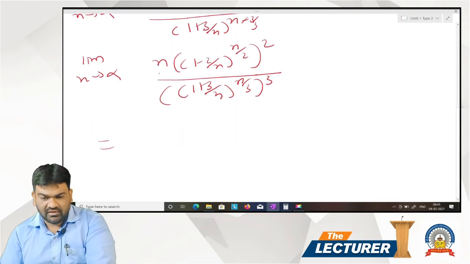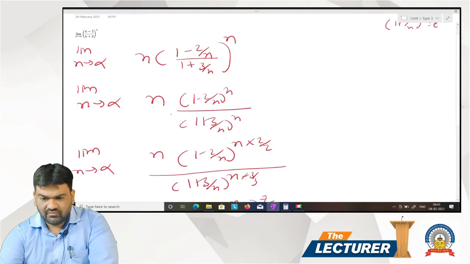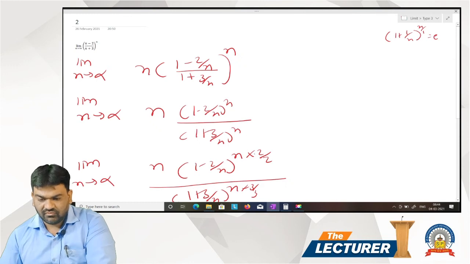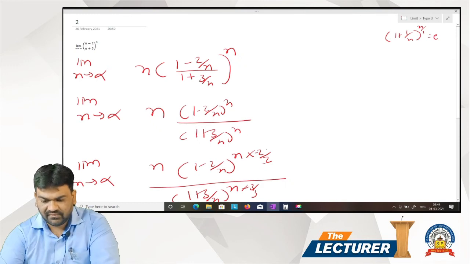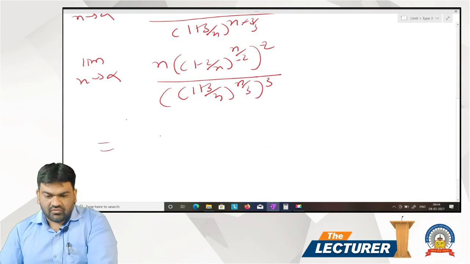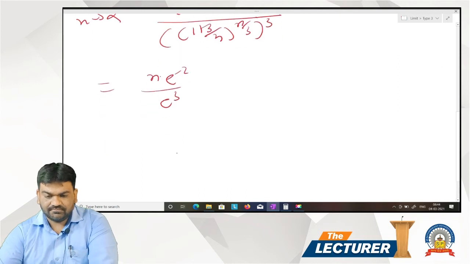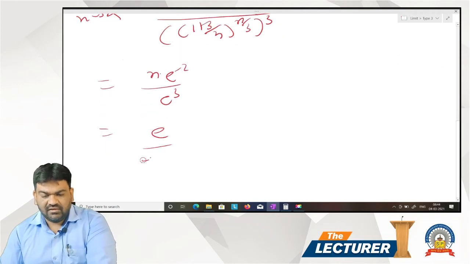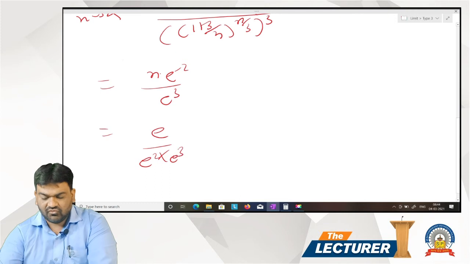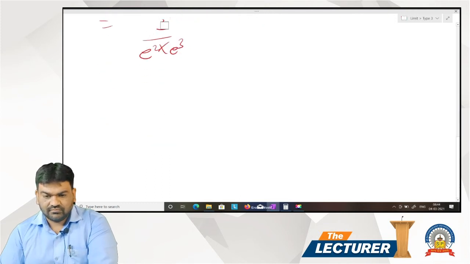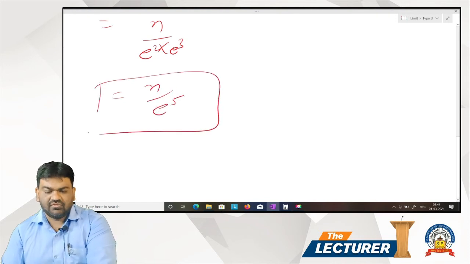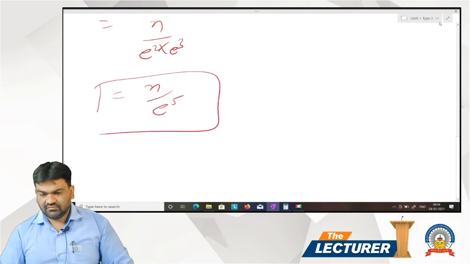So the limit of this we know, that is e. Here minus, we have to multiply by minus 2 because in the middle minus sign is given. So e raised to minus 2 upon e raised to 3, which is e raised to 2 multiplied by e raised to 3, e raised to 5. This is your answer.